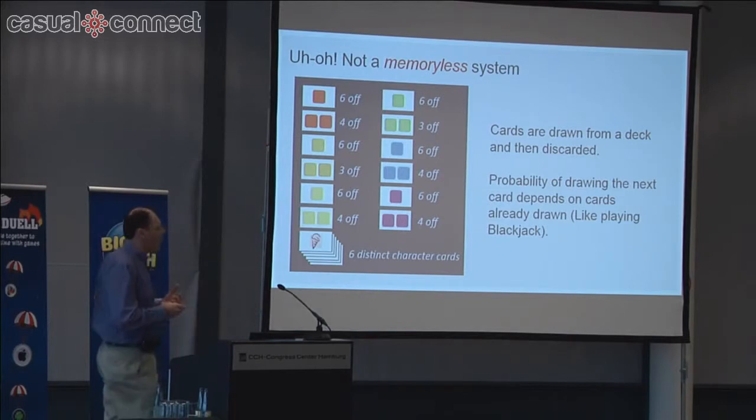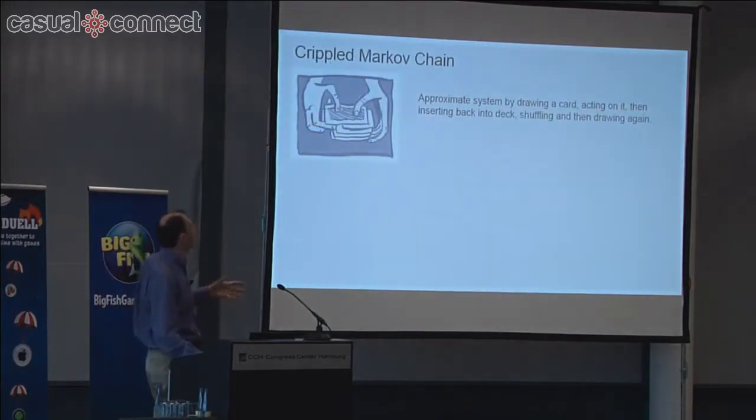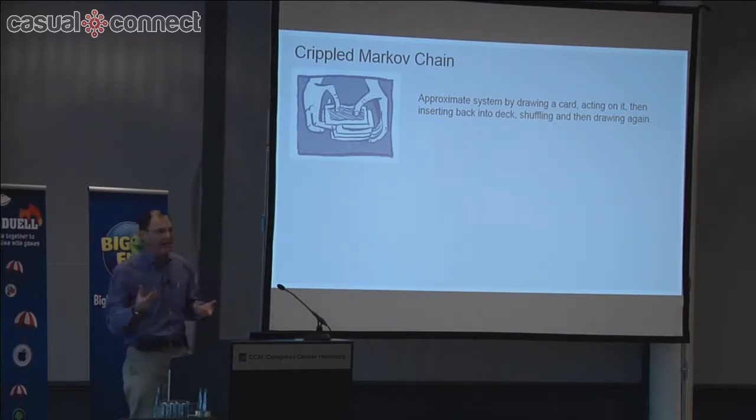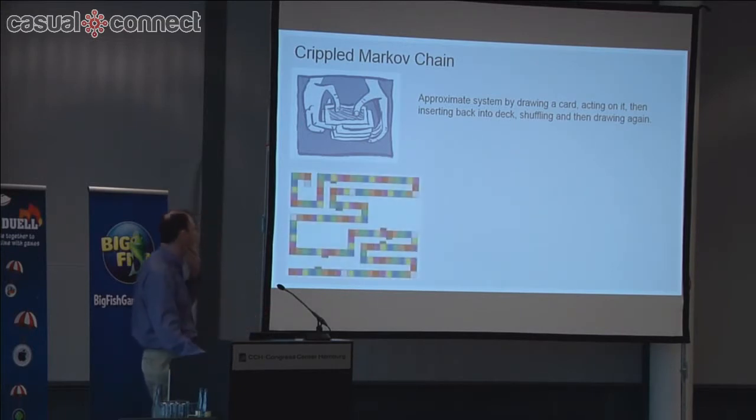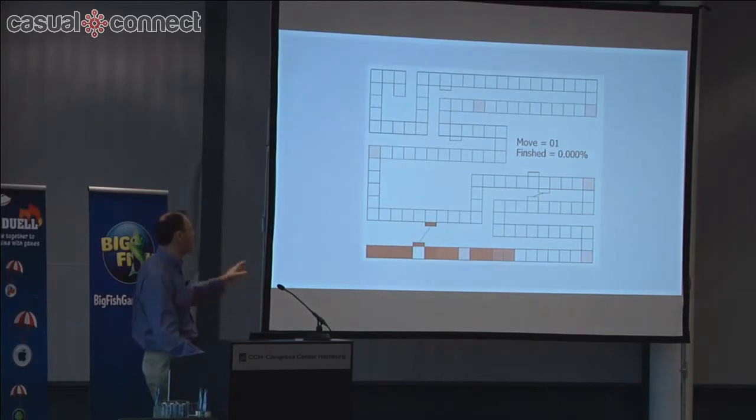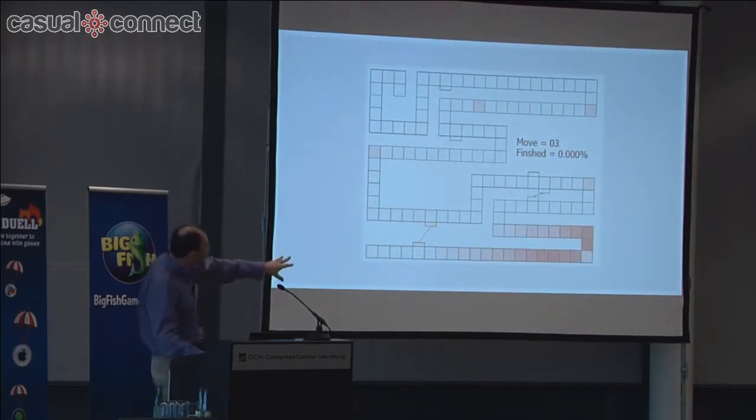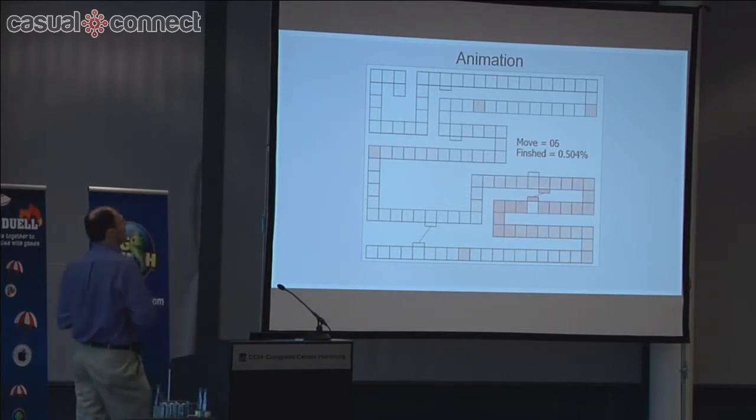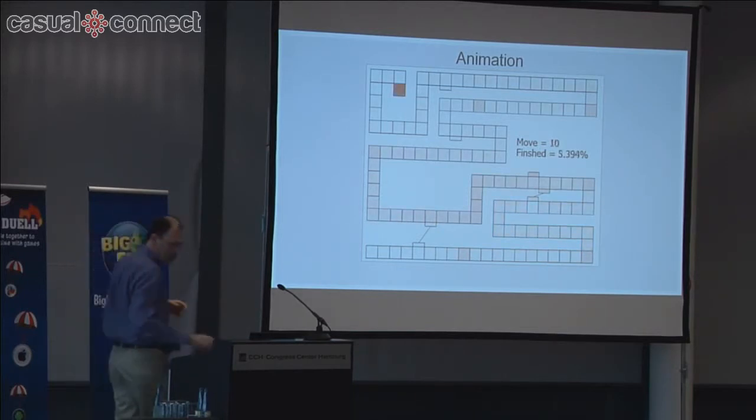But what we can do is approximate this. We call it a crippled Markov chain that says, well, okay, why don't I draw a card, act on it, put it back in the deck and shuffle the deck again, then draw another card. So there's a chance that I'll draw the same card twice, but it's a little bit unlikely. We model the Markov chain in the same sort of way. And again, we can see as we move through the probability cloud, I think of an animation that walks you through the animation of the game.